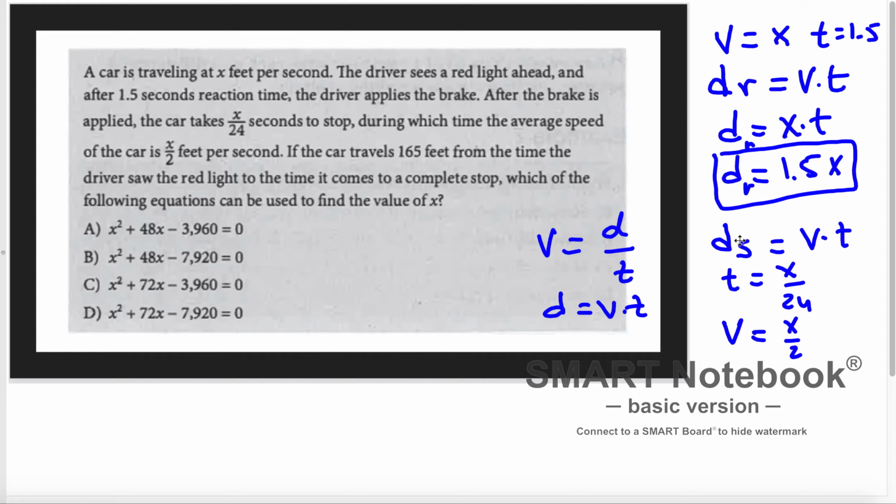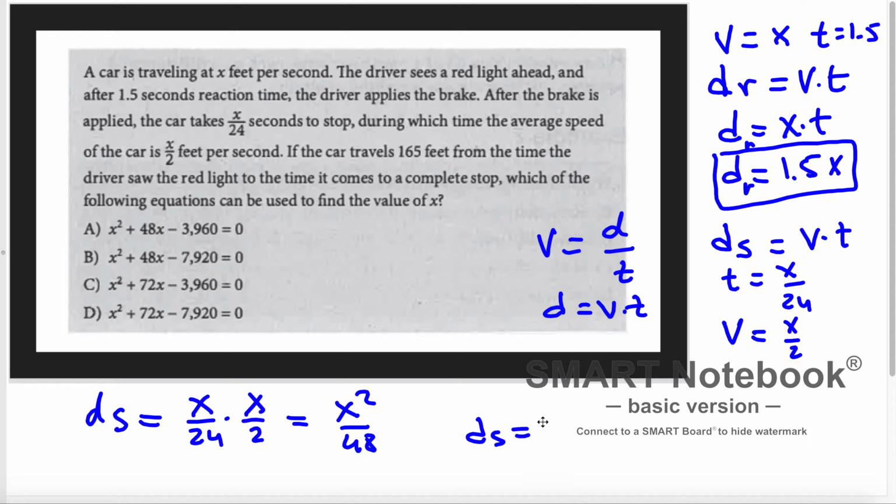And if we are applying during the distance, the stopping distance or the distance when we are applying the brakes, ds is going to be equal with the x over 24 instead of the t, and v is x over 2. If we are multiplying these fractions, it is going to be x squared over, x times x is x squared, over 24 times 2 is 48. So the distance that stops the car is x squared over 48. So let's frame this one. When we need, we are going to take it.